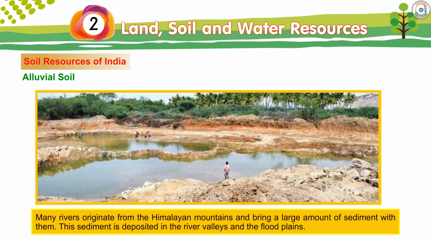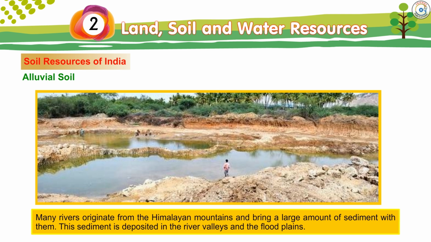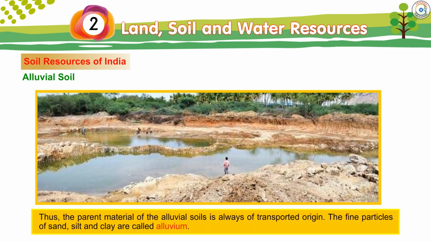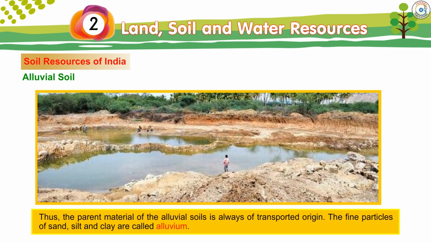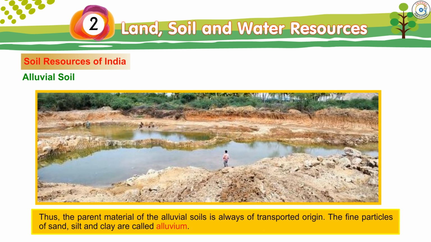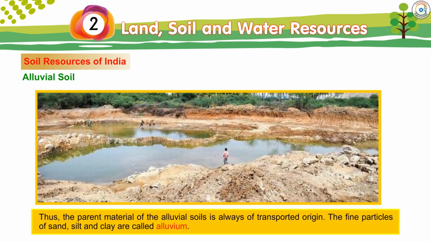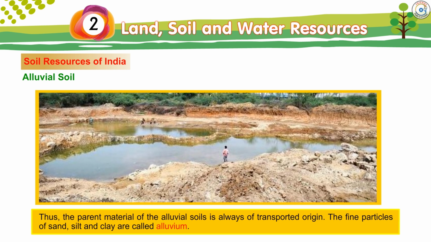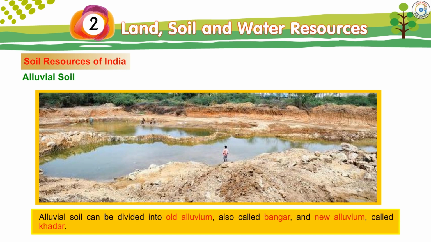This sediment is deposited in the river valleys and the flood plains. Thus, the parent material of the alluvial soils is always of transported origin. The fine particles of sand, silt and clay are called alluvium. Alluvial soil can be divided into old alluvium, also called bangar, and new alluvium called khadar.